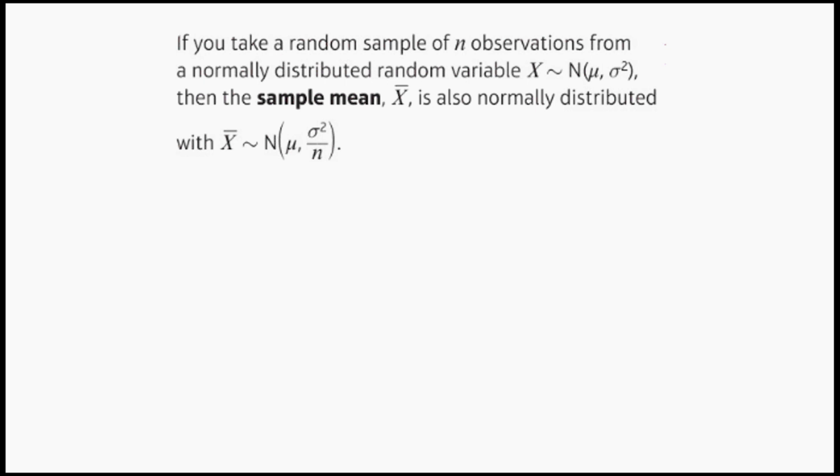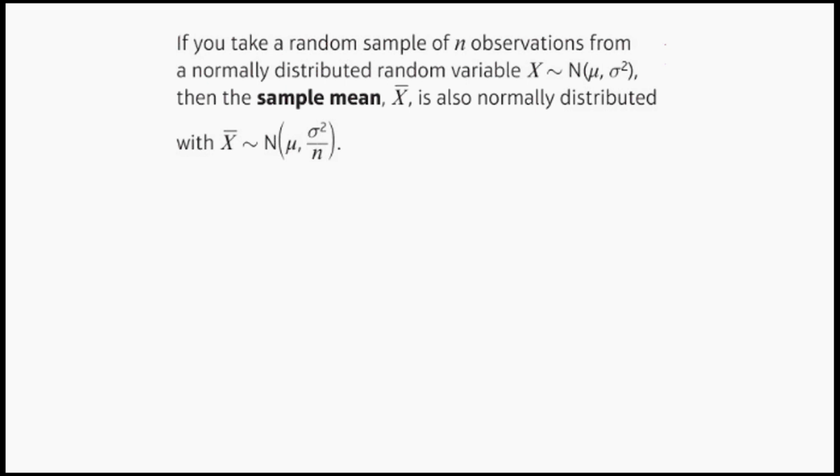And that was referred to as the x-bar distribution, where the mean was mu, the same as the mean from the original normal distribution, but the standard deviation was sigma over root n, or the variance was sigma squared over n. So the variability changed depending on the size of n. Well, that was actually a special case of the central limit theorem.